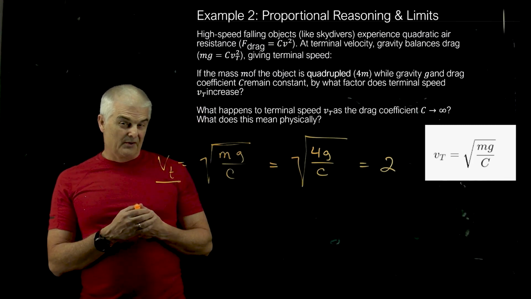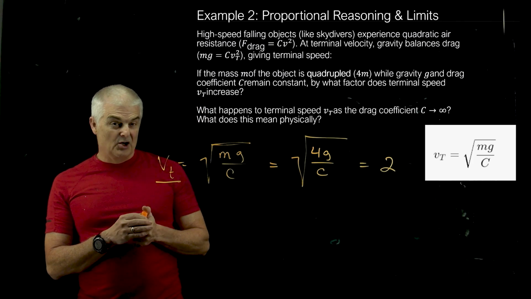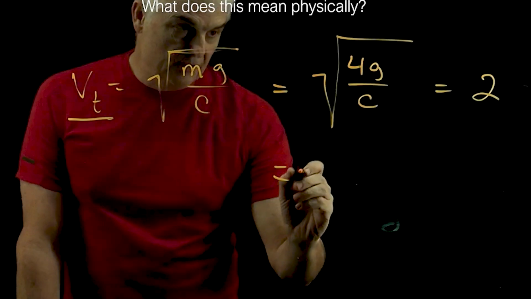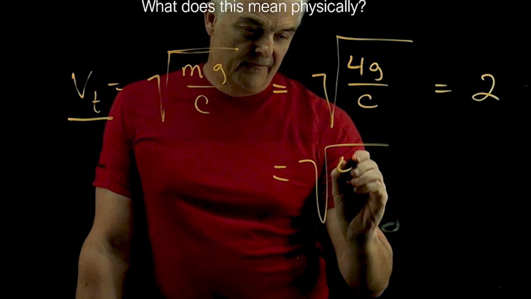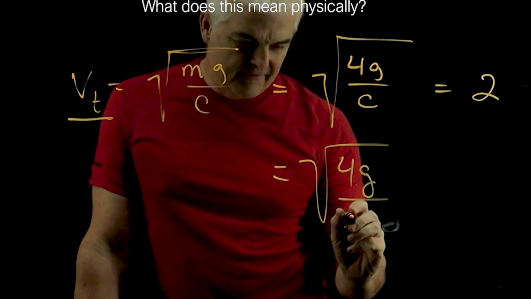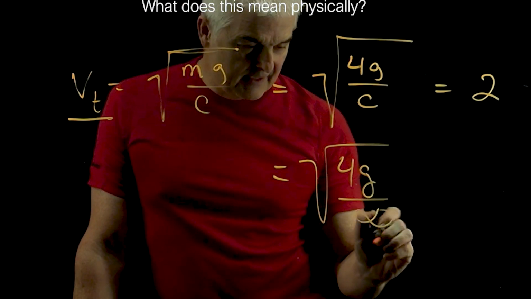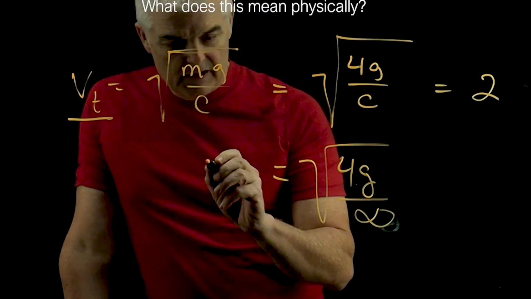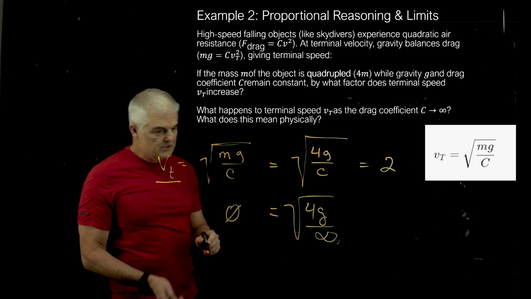And then the last part there, what happens to the terminal speed as the coefficient c approaches infinity? So it would be equal to the square root of 4g over a very, very big number, which is infinity. And any number divided by infinity is 0, so it will approach 0. So this is a much easier one.